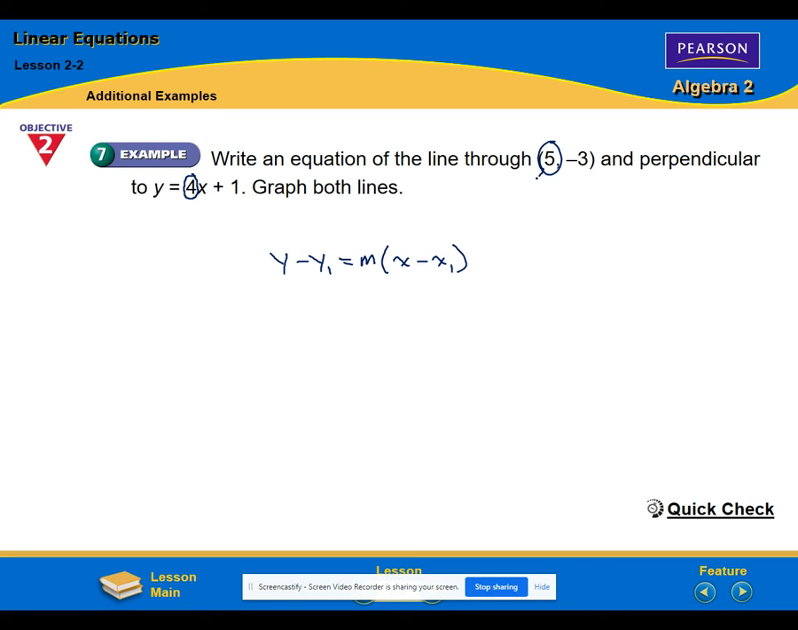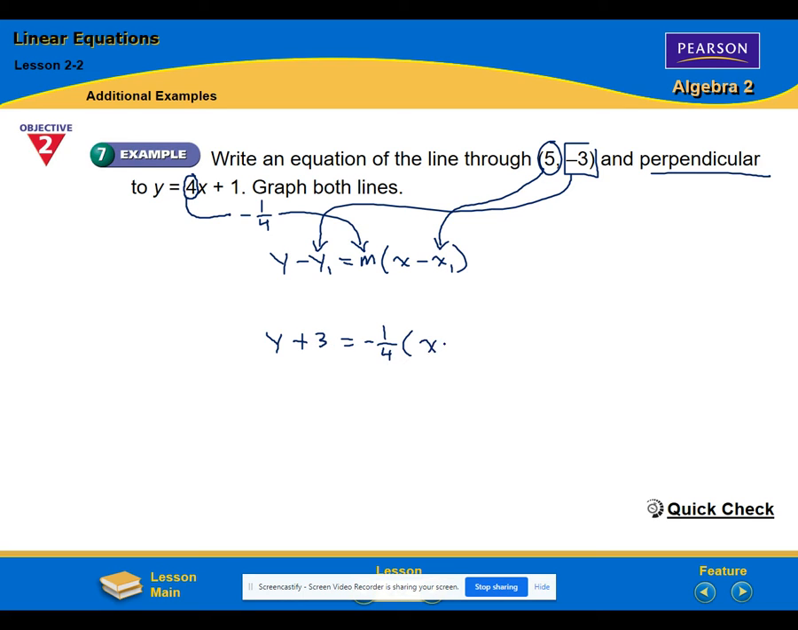This 5 is an x, it's going right here for x1. This -3 is a y, it's going here. This slope on its way over to going into m is going to have a metamorphosis, and it's going to become -1/4 because we're talking perpendicular, right? Opposite reciprocal. So what do we have? y minus -3 equals -1/4 times (x minus 5) would be perpendicular.